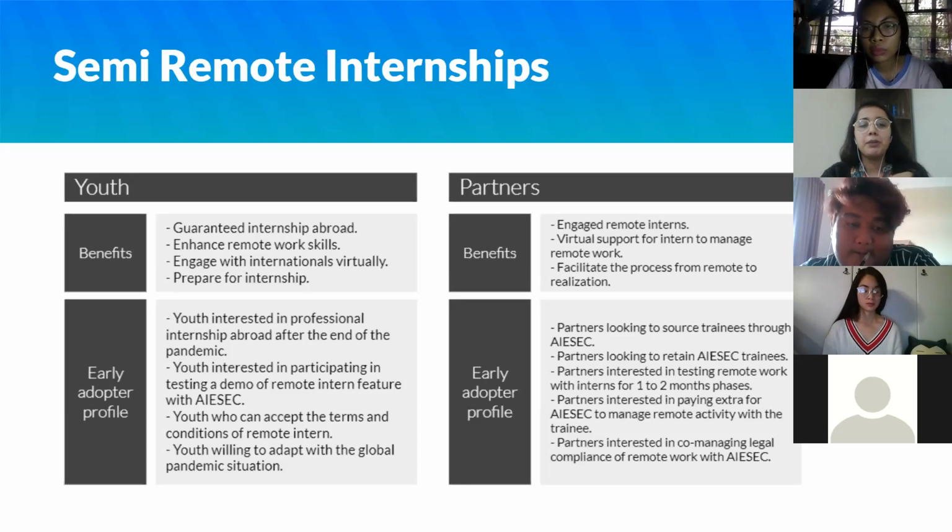So, young people who are interested in professional internships after the end of the pandemic, that is supposed to be a target demographic. People who are interested in a demo of remote intern feature with ISEC, people who are associated with or understand ISEC or work with ISEC would be a very good profile to tap. Then youth who can accept the terms and conditions of the remote interns, people who are willing to have the internship remotely and then have it physically, and then obviously youth willing to adapt to the global pandemic situation. So adaptability is something that comes with programs like this.